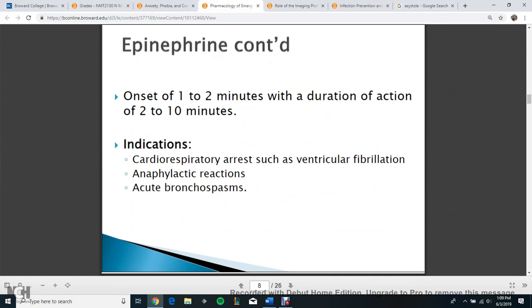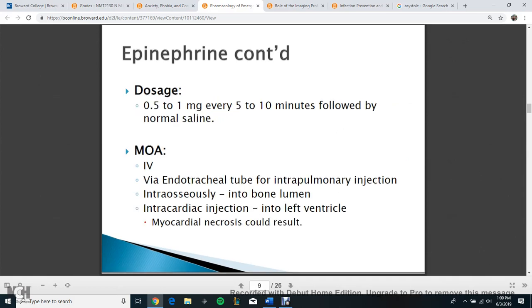Epinephrine continued. Onset of 1 to 2 minutes with a duration of 2 to 10 minutes. Indications: cardiorespiratory arrest such as ventricular fibrillation, anaphylactic reactions, and acute bronchospasms. The dosage is 0.5 to 1 milligram every 5 to 10 minutes, followed by normal saline. The method of administration is IV, via endotracheal tube for intrapulmonary injection, intraosseously into the bone lumen, or intracardiac injection into the left ventricle. Myocardial necrosis could result.